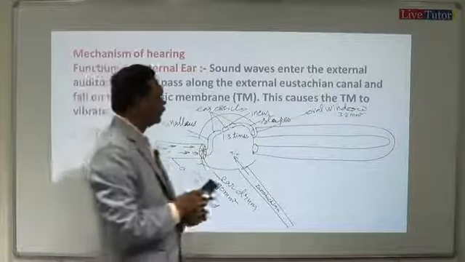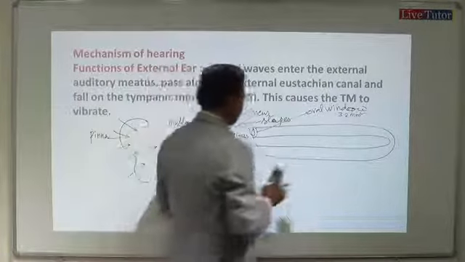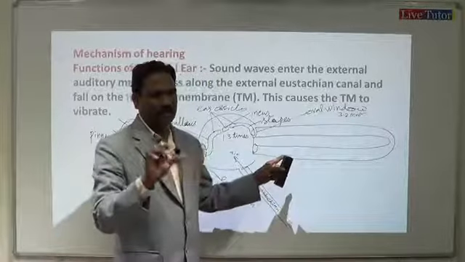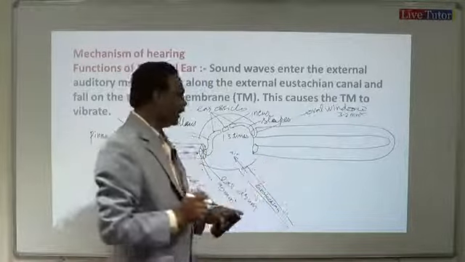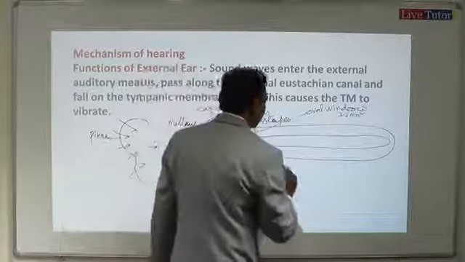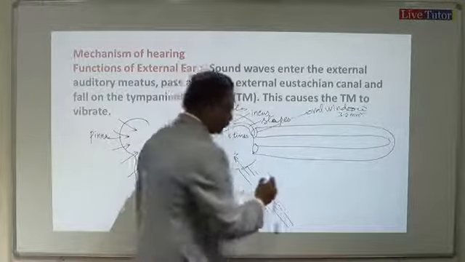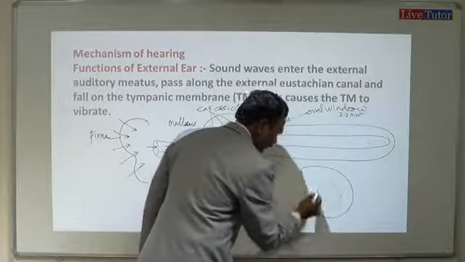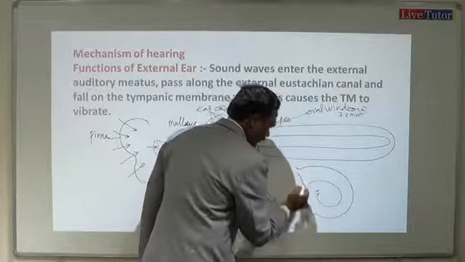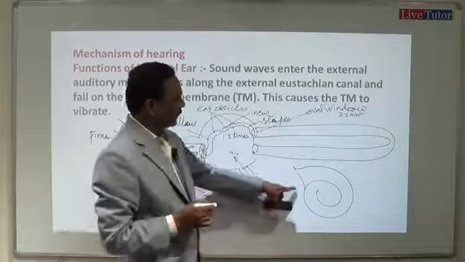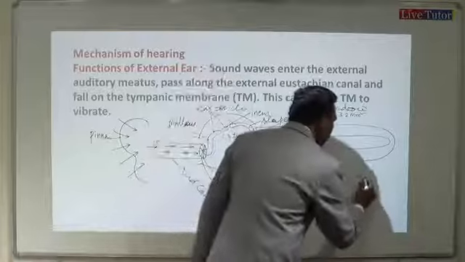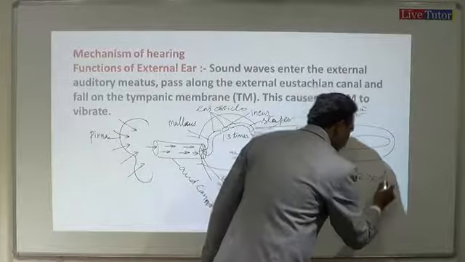Then go to the cochlea. The cochlea is a coiled, apple snail shaped structure. It is coiled about 2.75 times. See here, it is like an apple snail, a coiled structure. It is coiled how many times? 2.75 times.